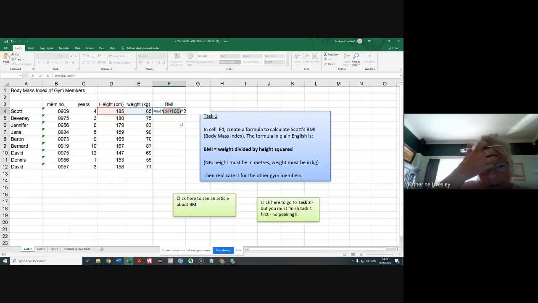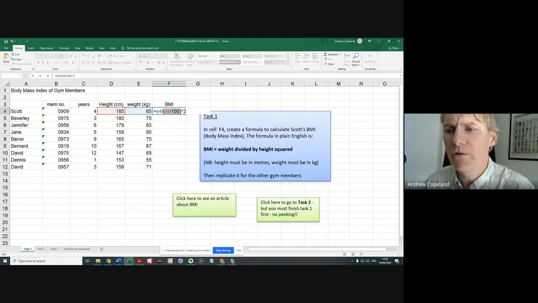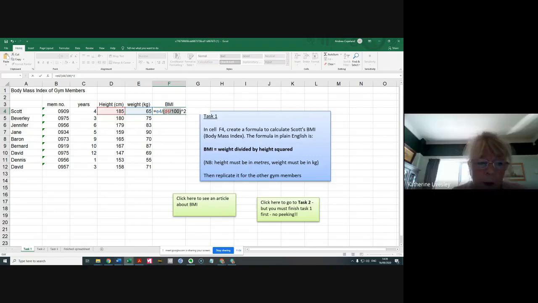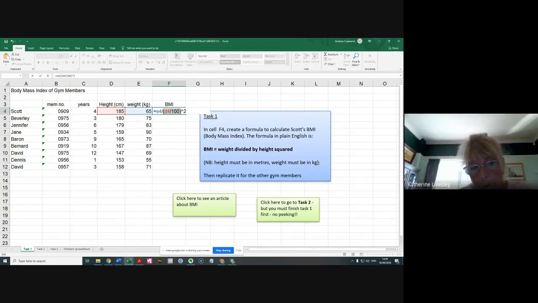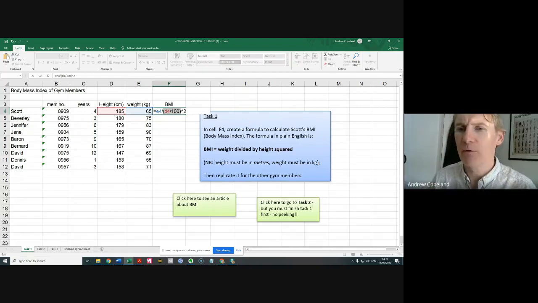Why are we dividing the height by 100? Because it turns it into meters from centimeters. That's right. Why does it have to be in meters? Why can't we keep it in centimeters? If you look in the blue box here, under NB, height must be in meters and weight must be in kilograms. Otherwise, the BMI formula doesn't work. You'll be out by a factor of 1,000 or 10,000 or something. So in brackets there, it's doing that conversion from centimeters into meters.